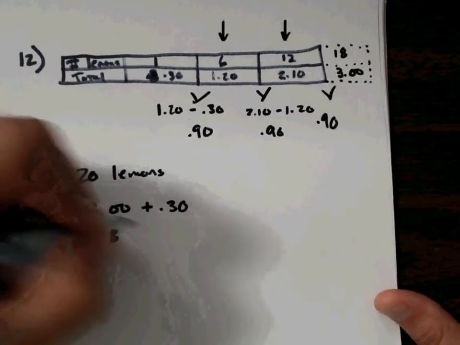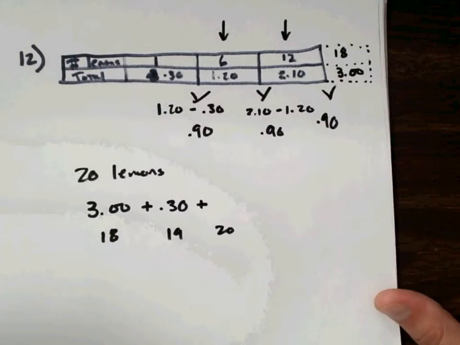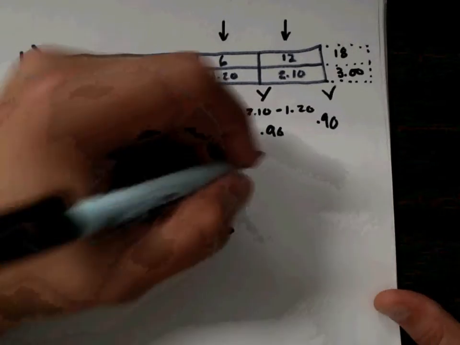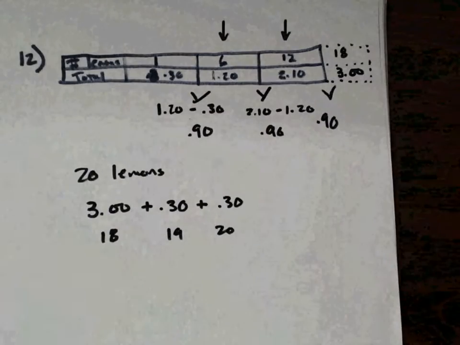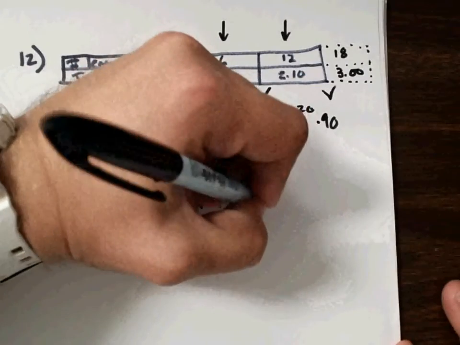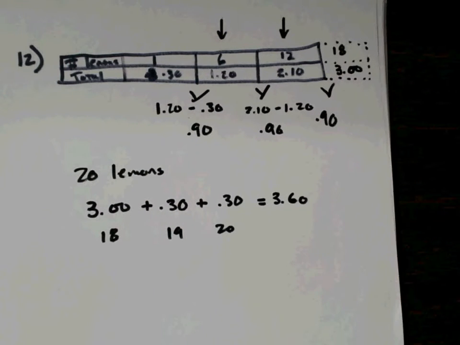So I'm going to have a .30. This is going to be 18. This is going to be 19. And for 20 lemons is going to be what? .30. All right, so that total equals what? $3.60, which is our choice for A.